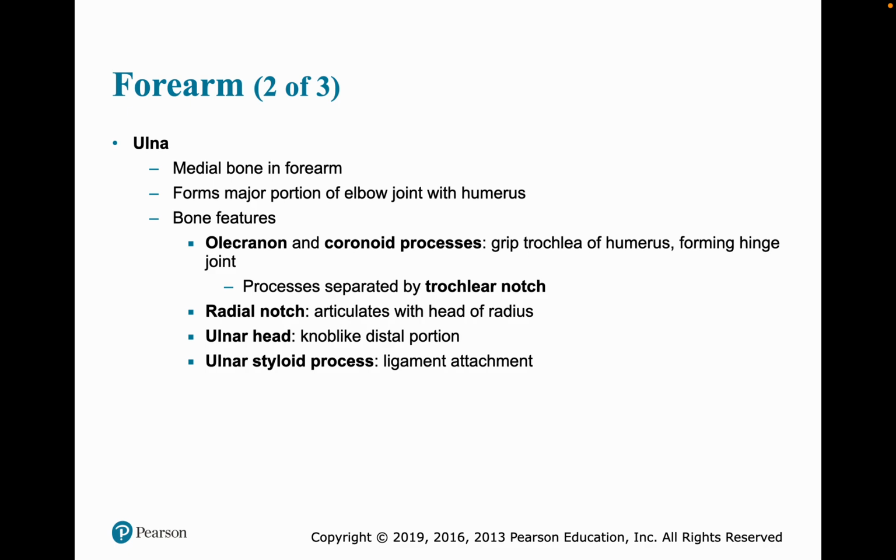The ulna is the medial bone in the forearm and forms a major portion of the elbow joint with the humerus. It has an olecranon and coronoid process, which grip the trochlea of the humerus, forming a hinge joint. Those are separated by the trochlear notch. The radial notch articulates with the head of the radius. The ulnar head is a knob-like distal portion, and here's one of those styloid processes I mentioned in the first lecture. The ulnar styloid process is a ligament attachment site.